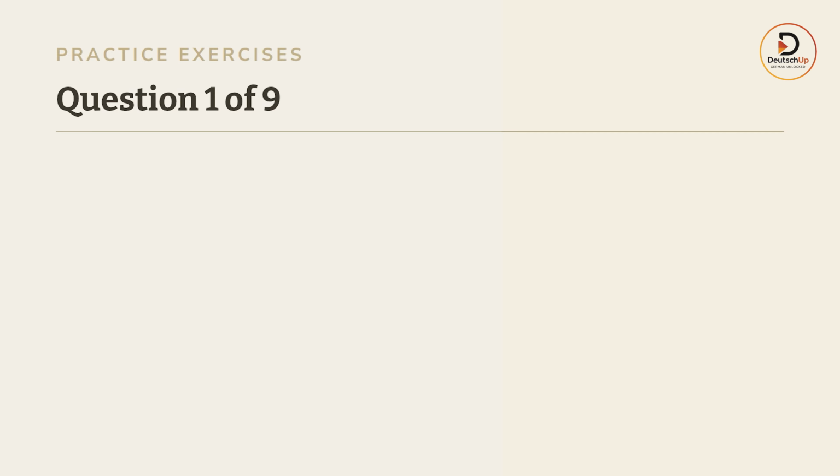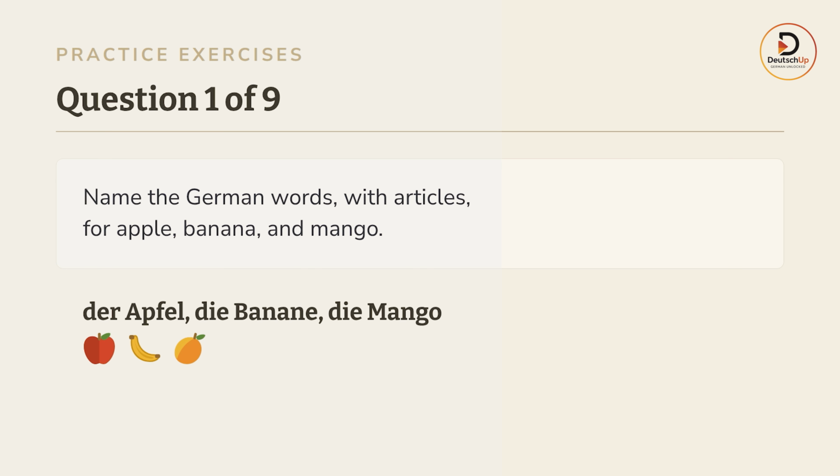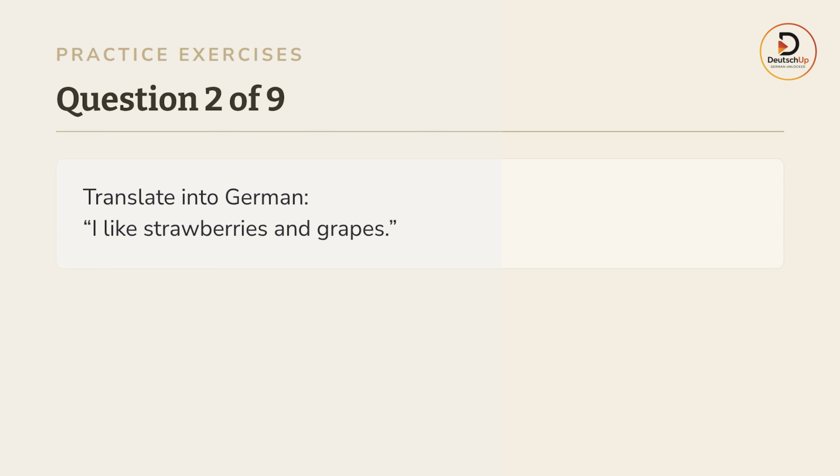Next we have with us exercise time. So we learned how we pronounce the names of fruits, vegetables and flowers in German. Now let us do some exercises related to the same. So the first question says, name the German words with articles for apple, banana and mango. So how do we say that? Der Apfel, die Banane, die Mango. Next question, translate into German. I like strawberries and grapes. How will we say that? Ich mag Erdbeeren und Trauben.